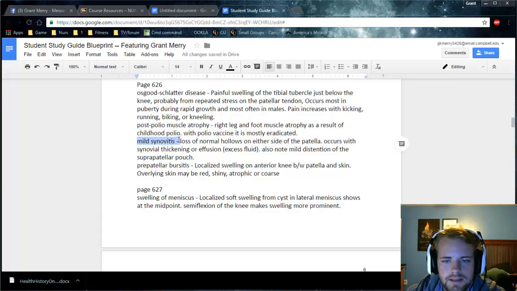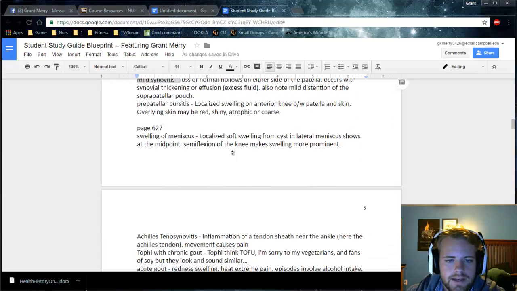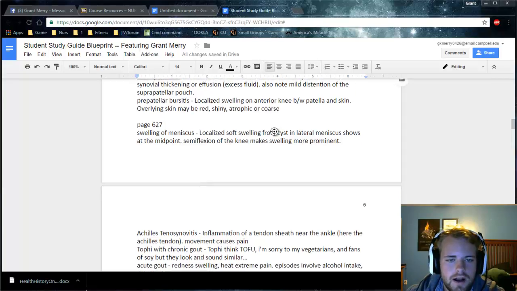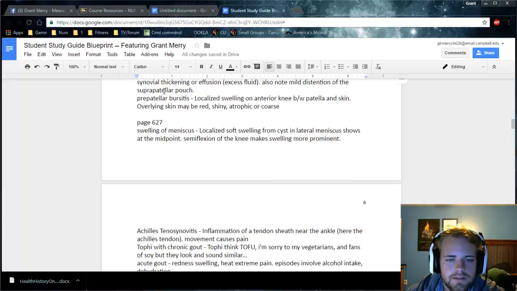Mild synovitis is loss of normal hollows on either side of the patella. Occurs with synovial thickening or effusion, excess fluid. Also note mild distension of the suprapatellar pouch. Prepatellar bursitis, localized swelling on the anterior knee between the patella and the skin. Overlying skin may be red and shiny.